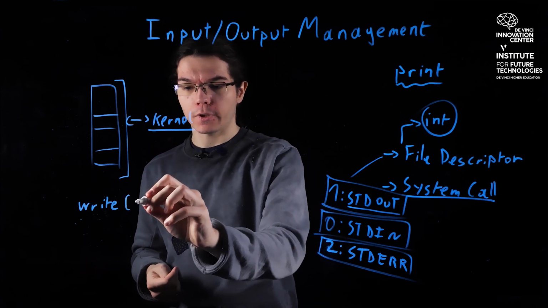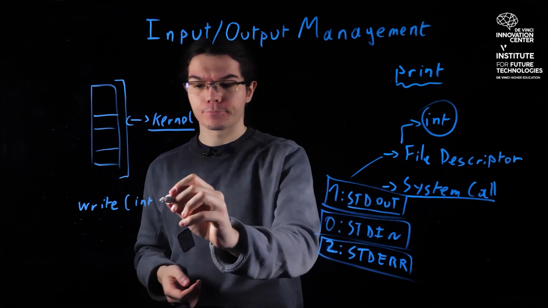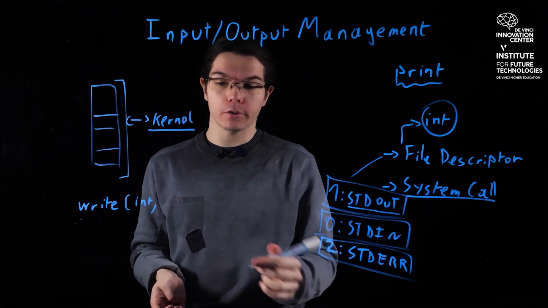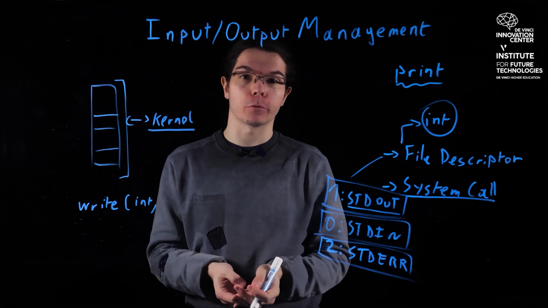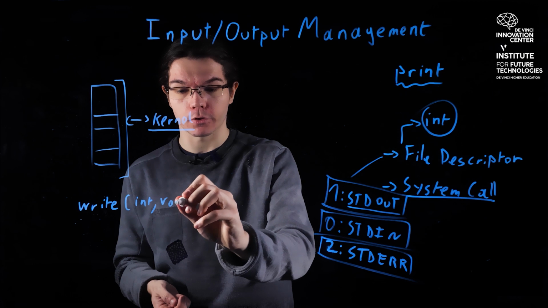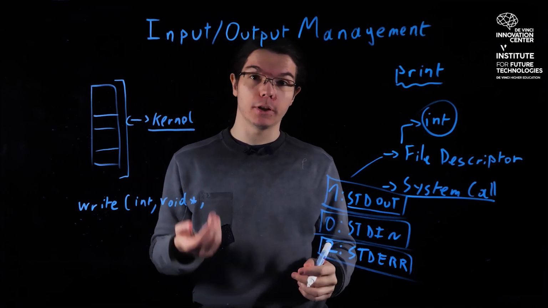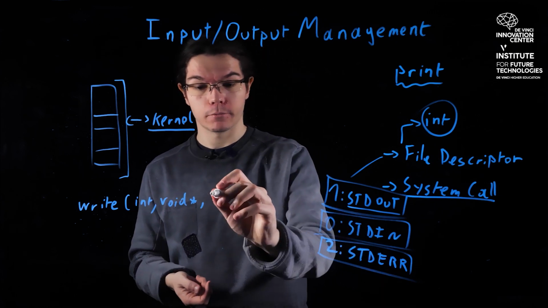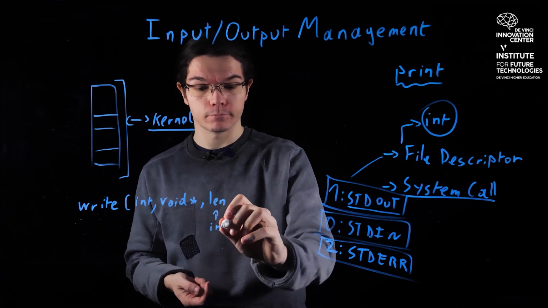The write system call takes an integer, which is going to be a file descriptor. It takes some data, which is any kind of data that you want to write. So it can be a string, it can be bytes in general. If you want to write some specific bytes into a file, you can do whatever you want. So let's call it just void pointer. And it takes, very importantly, the length of that data, because it cannot know the length before it starts to write it. So the length of that data, which is an integer.